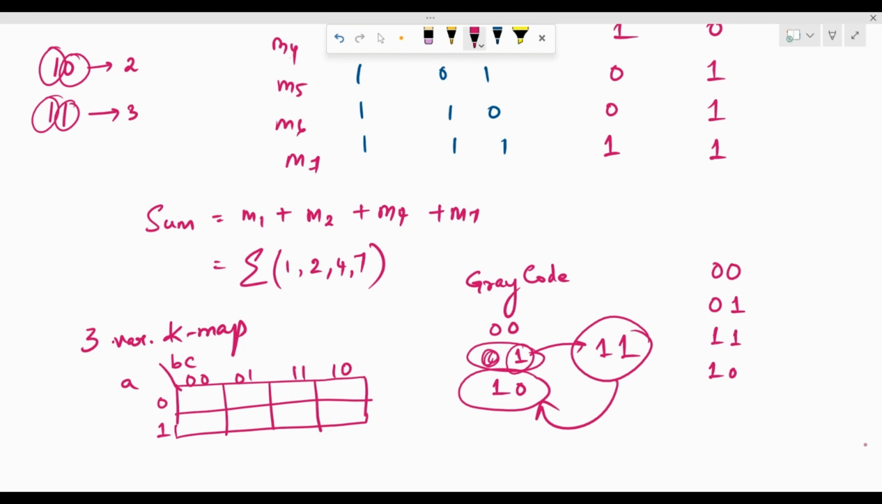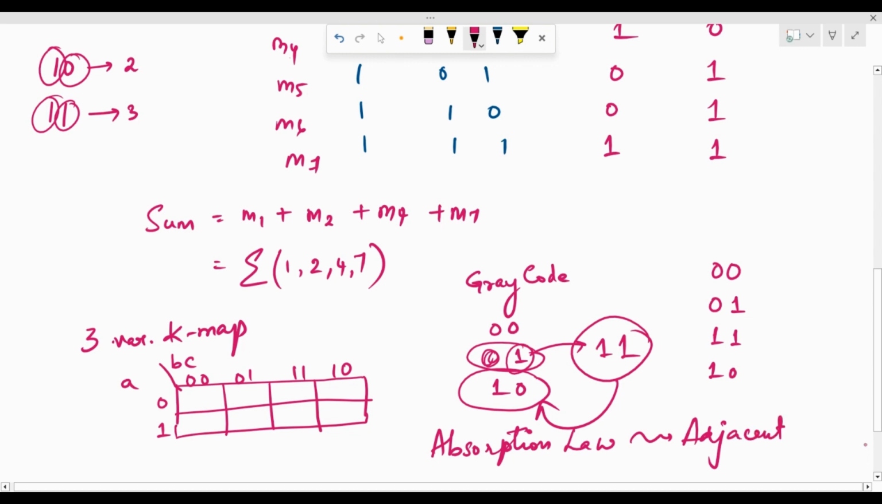Why do we represent it using the gray code? This is so that we can apply the absorption law to the cells that are adjacent to each other. So, what is the meaning of adjacency? Adjacency means that the cells should be lying next to each other, and they should have a unit distance from each other. So, putting together all of this, this is how the structure of my K map looks.